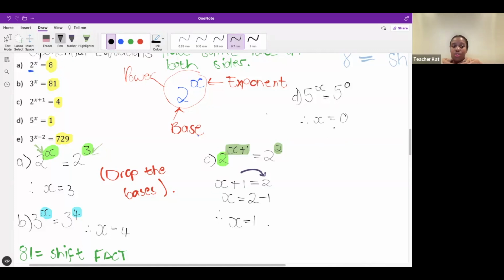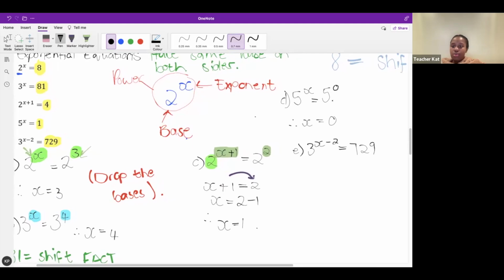Great. And for the last one, E, we're going to go back to our shift fact because E says 3 to the power of x minus 2 equals 729. Wait, I never addressed why your calculator can't help you here. I literally just said anything to the power of 0 is 1. So this base could have been 2, could have been 1,000, could have been 1,000,000, could have been anything. If it's to the power of 0, then it's 1. Now, how is your calculator supposed to know what the base should be? You need to put that base there. So for such questions, you're just going to have to use your brain, guys.